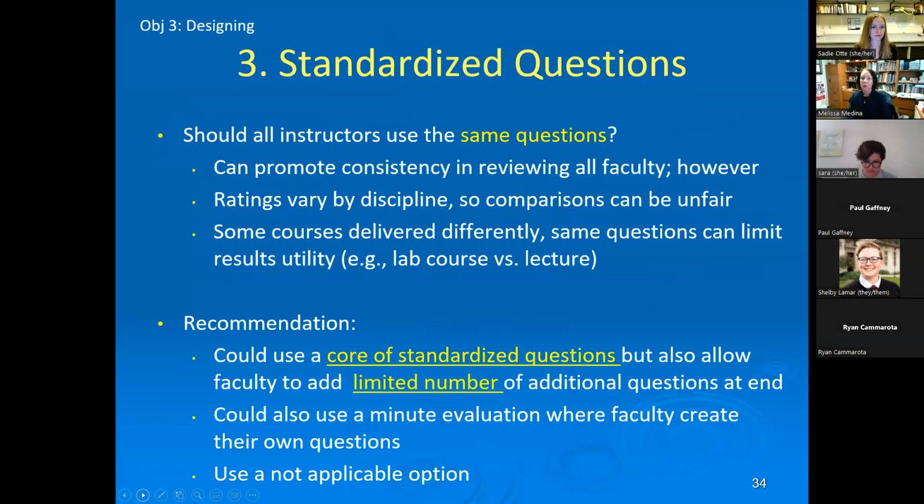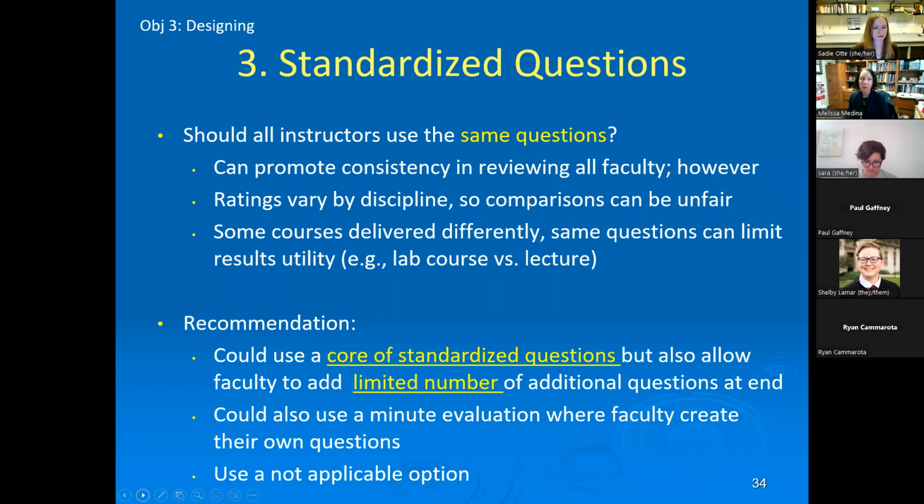Another question that you need to ask when you're designing the questions is, should everyone use the same questions? Now, certainly there's some utility in using the same questions for everyone. It allows for comparison and consistency in reviewing all faculty. So this is really helpful for department chairs. In our college, all of our faculty use the same questions, but we only have 2 departments and everyone is teaching pharmacy. Either they're teaching pharmaceutical sciences or they're teaching clinical pharmacy. So they're doing one of those 2 things basically. So the questions are generally applicable to both of those departments.